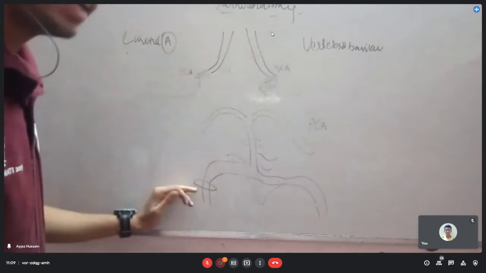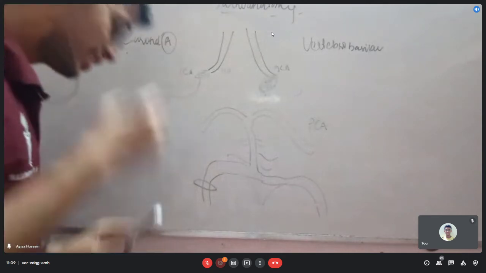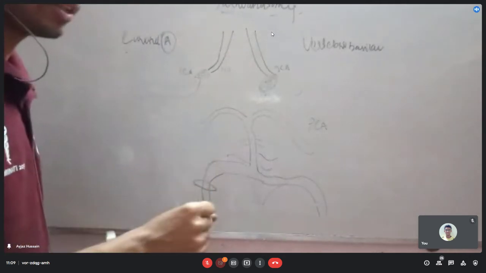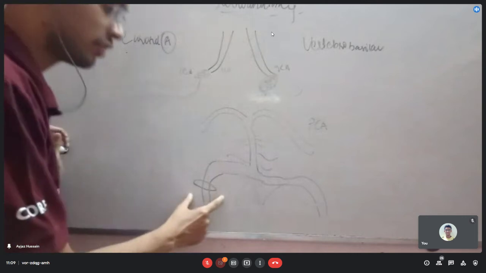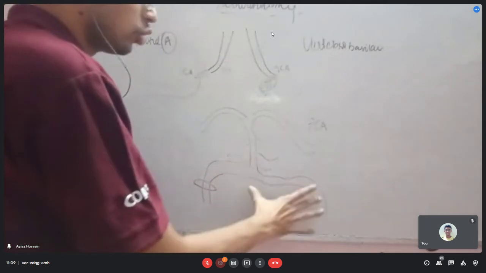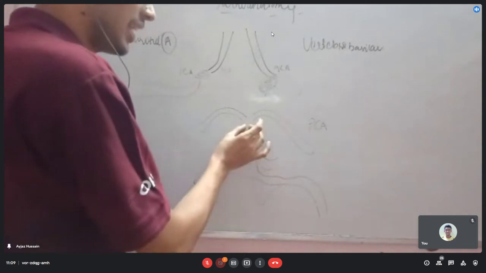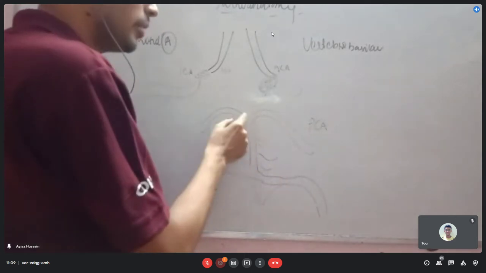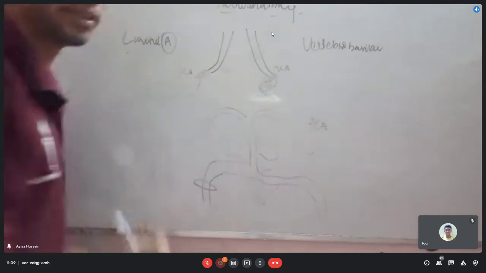The vertebral artery enters by the foramina in the transverse process of the sixth cervical vertebra. It will enter and ascend, and the two vertebral arteries will join to form the basilar artery. This basilar artery will terminate by branching into the posterior cerebral artery.